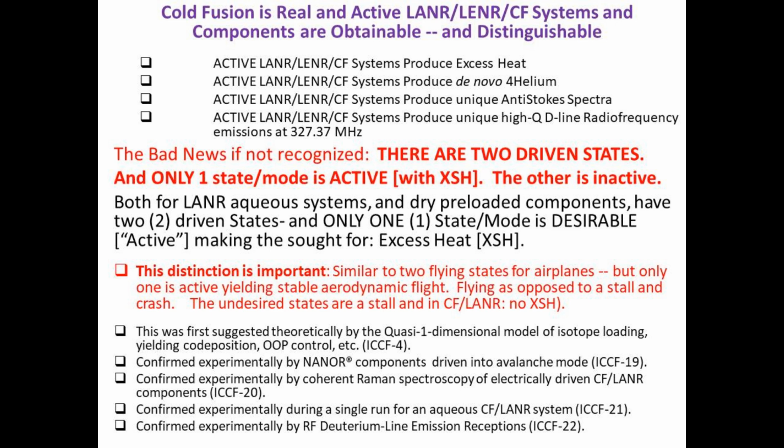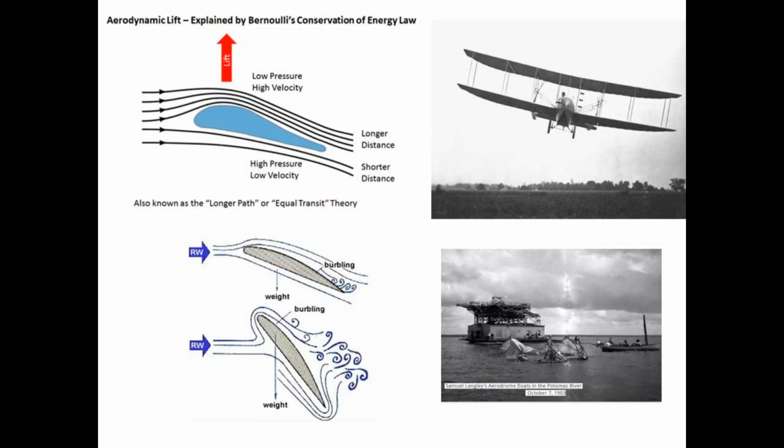The problem is that driven cold fusion systems are not always active. Active means excess heat is being made, and the distinction is important. It is the same as with an airplane, where, depending upon the angle of the wing, there can either be aerodynamic lift or a stall leading to a crash, and it is important to distinguish the two.